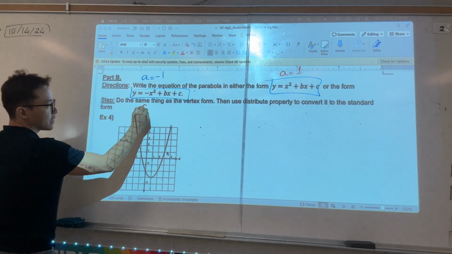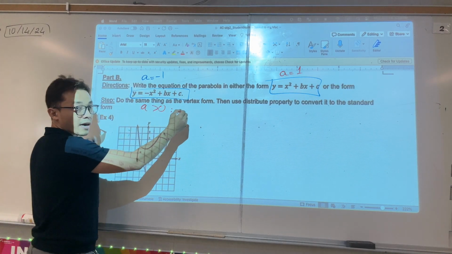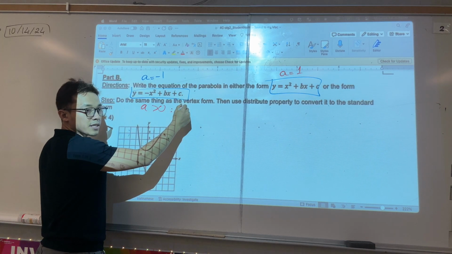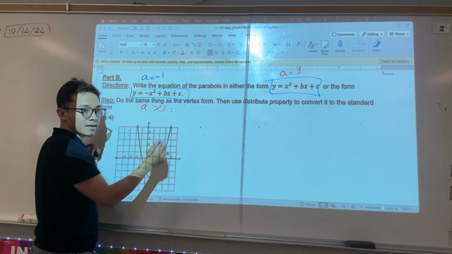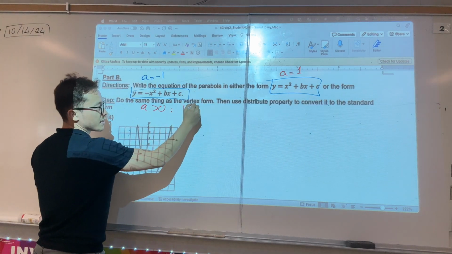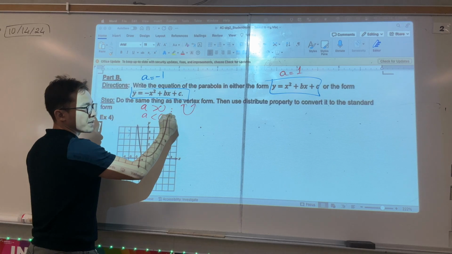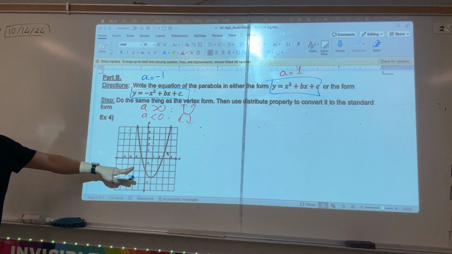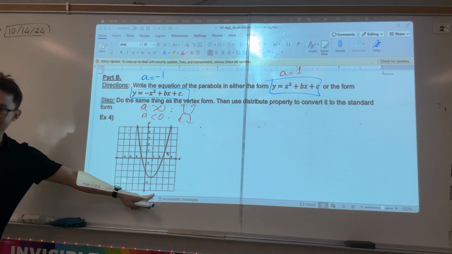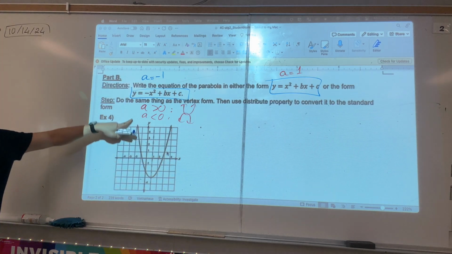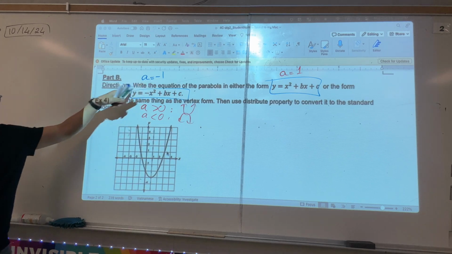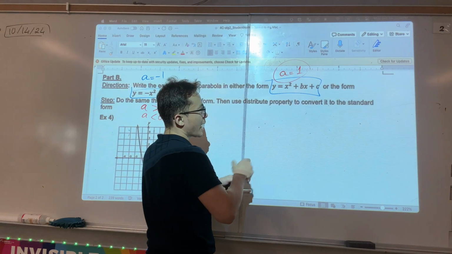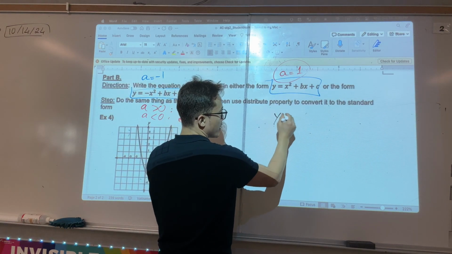Remember, when A is positive, it's going to be upward. When A is negative, it's downward. Okay, when you look at this, is it downward or upward? Upward. Don't make that mistake, okay? This is upward. So is it 1 or negative 1? 1, right? So you know for sure A is 1.